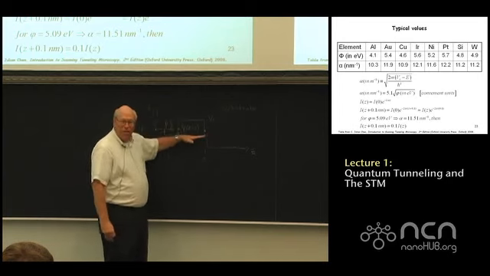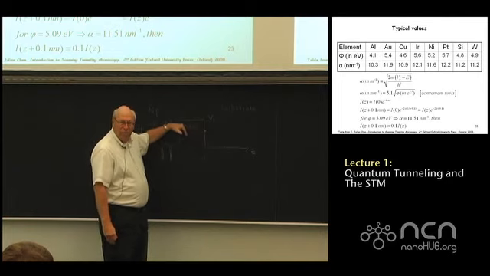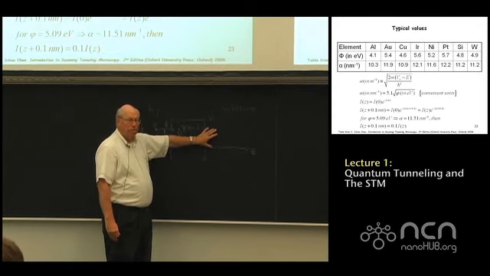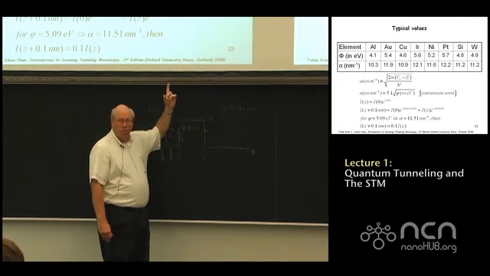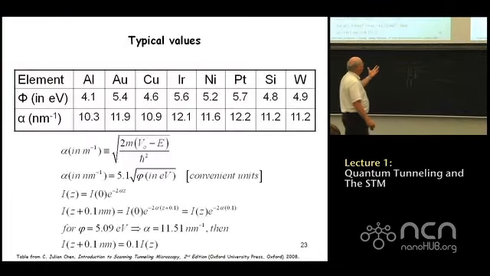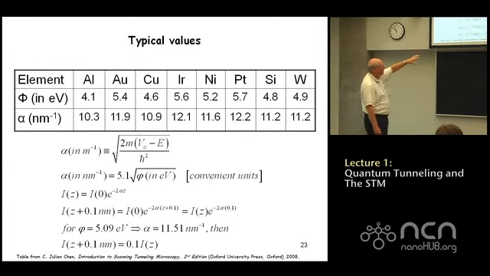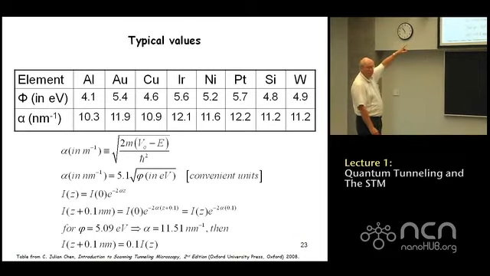Because these wave functions decay exponentially through the barrier, you would expect the tunnel current to decay exponentially also. And in fact, that's what this calculation shows, for typical values. I pick a work function of 5.09 eV, I pick a value of alpha about 11.5 inverse nanometers. Those numbers are completely consistent with the numbers in the table, right? What you can very easily show is that the tunnel current changes by a factor of 10 if the barrier width is changed by 1/10 of a nanometer.